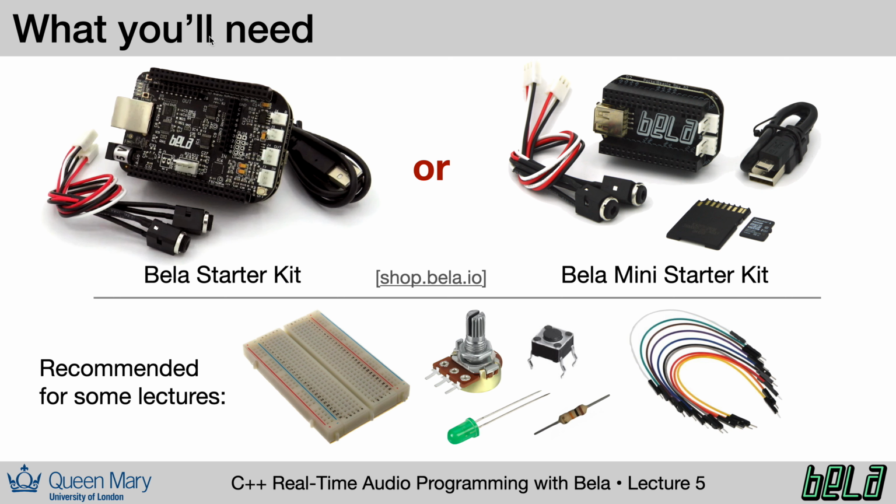To follow along with the code examples, you'll need a Bela starter kit or a Bela mini starter kit. And starting in the next lecture, you'll also need a few basic electronic components, including a breadboard, some potentiometers, some resistors, and jumper wires. More details on those components can be found in the companion materials for Lecture 0.